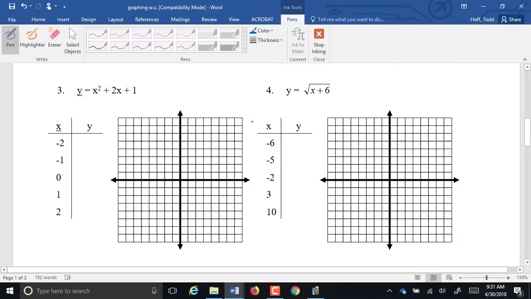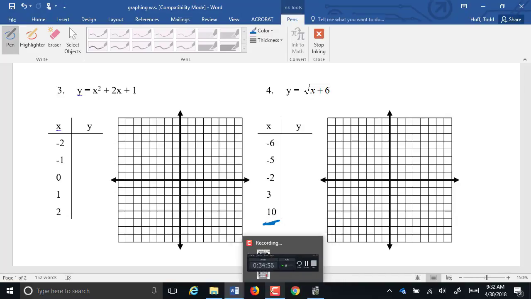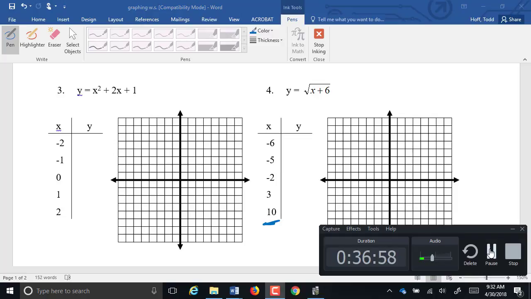So I'm going to have you try these two. I did suggest some points here, especially on this one. Try to use the ones I gave you. Again, I'll give you a couple minutes. Let's take our break first, and then we'll come back at like 9.